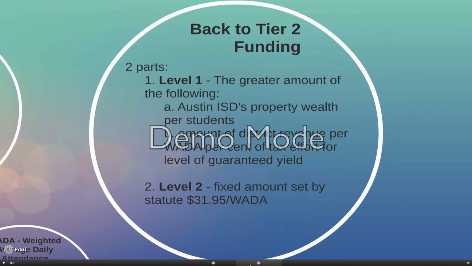Now let's get back to our Tier 2 funding, which is, if you remember, still a part of our operational funds. This is comprised of two parts. Level 1, which is the greater amount of one of the following, either Austin Independent School District's property wealth per student, or the amount of district revenue per weighted average daily attendance percent of tax effort for the level of guaranteed yield. The second part, level 2, is a fixed amount set by statute. Right now it is $31.95 per weighted average daily attendance.